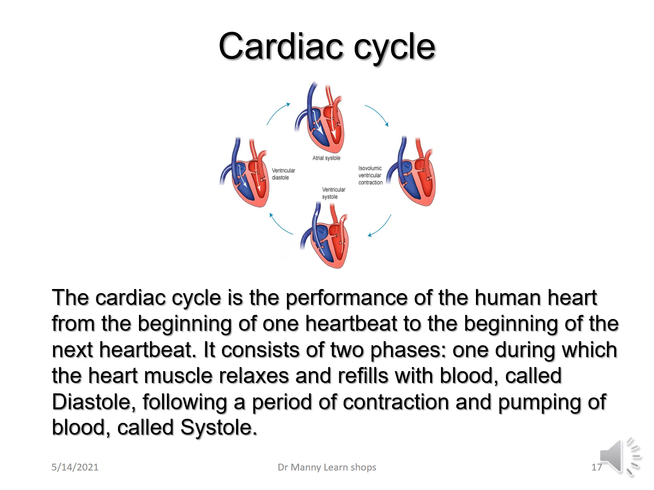Then you've got the cardiac cycle, which we've reviewed in other courses. The cardiac cycle basically is the performance of the human heart from the beginning of one heartbeat to the beginning of the next heartbeat. Essentially, it consists of two phases, one during which the heart muscle relaxes and refills with blood. This is called diastole.